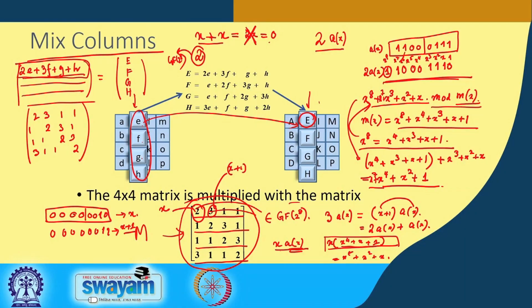See, the question was, why is this matrix a 4 cross 4 matrix? So it is a 4 cross 4 matrix, first of all, because you are doing a column by column operation. And in a column of the AES state, how many bytes do you have? You have 16 elements in total, but in one column there are 4 bytes.